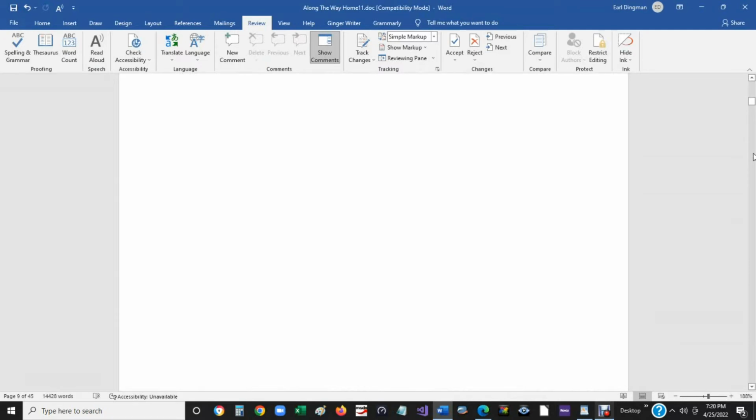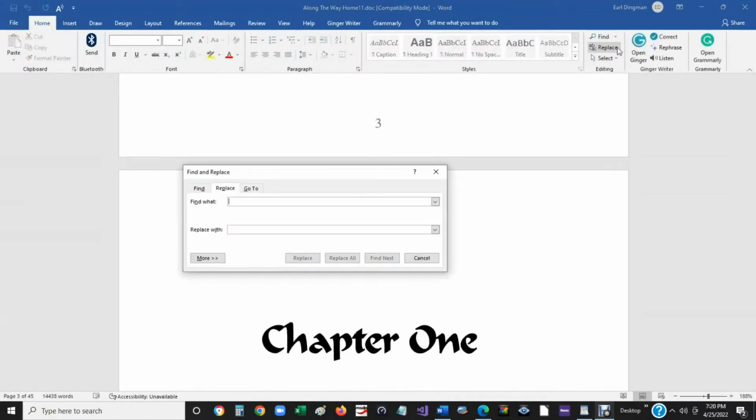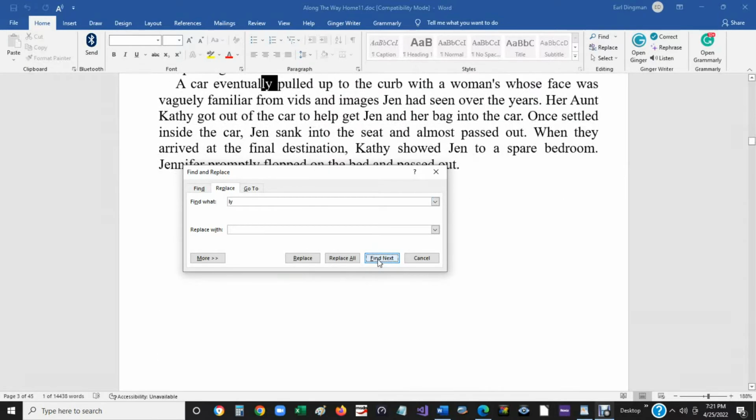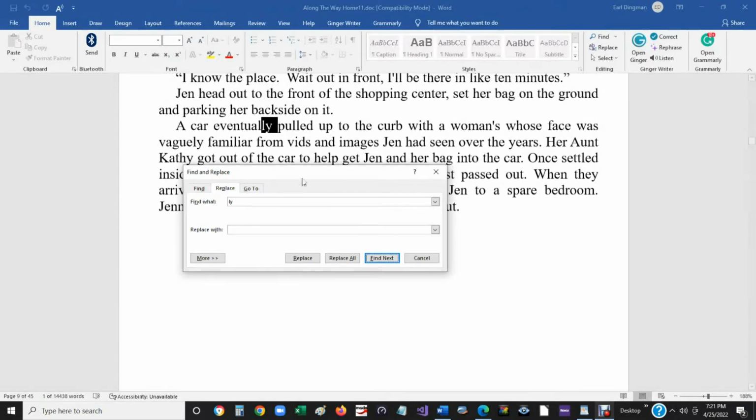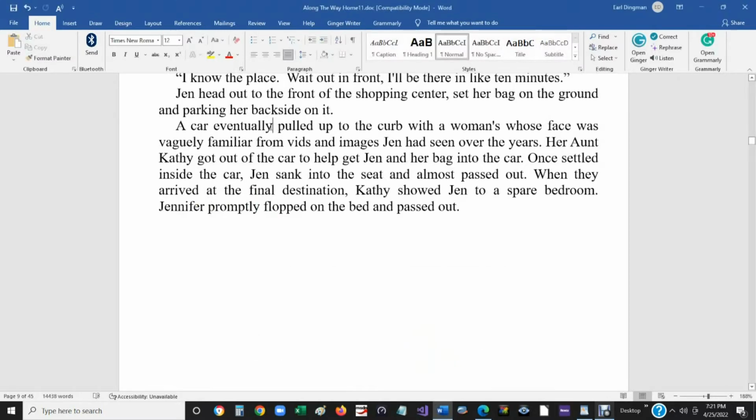And now we're going back to the top, and I'm going to look at ly words with the Find and Replace tool. And we're going to see how many we can replace. Ly words are generally adverbs. They usually don't help a sentence. They usually hurt it. Sometimes they color it. Okay, "a car eventually pulled up." We can get rid of "eventually" and make the sentence stronger. So let's take this out. "A car pulled up to the curb with a woman whose face was vaguely familiar."